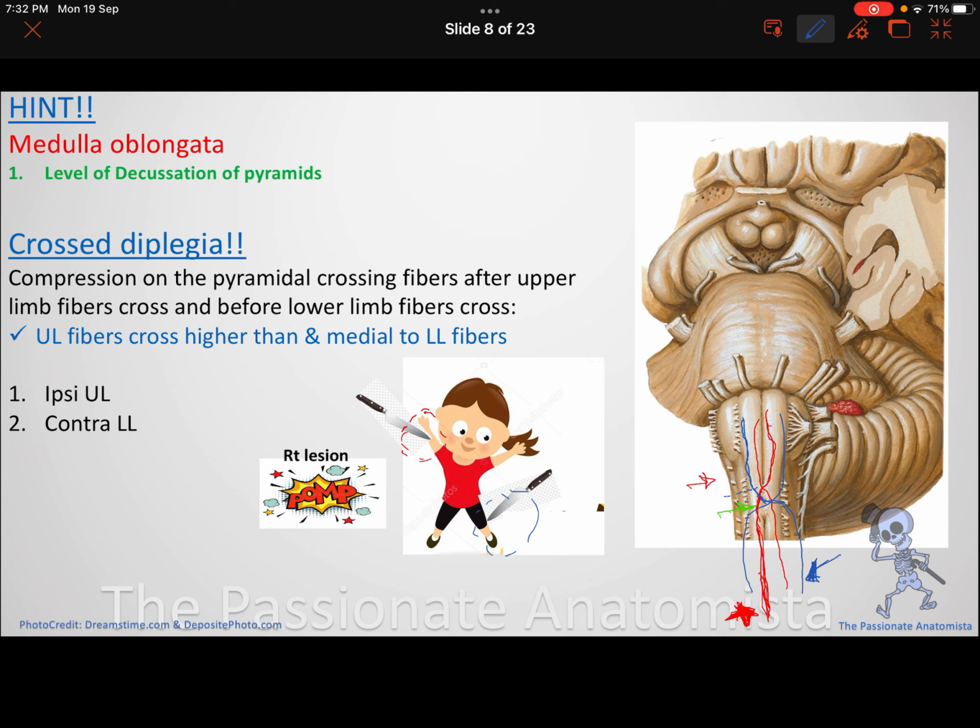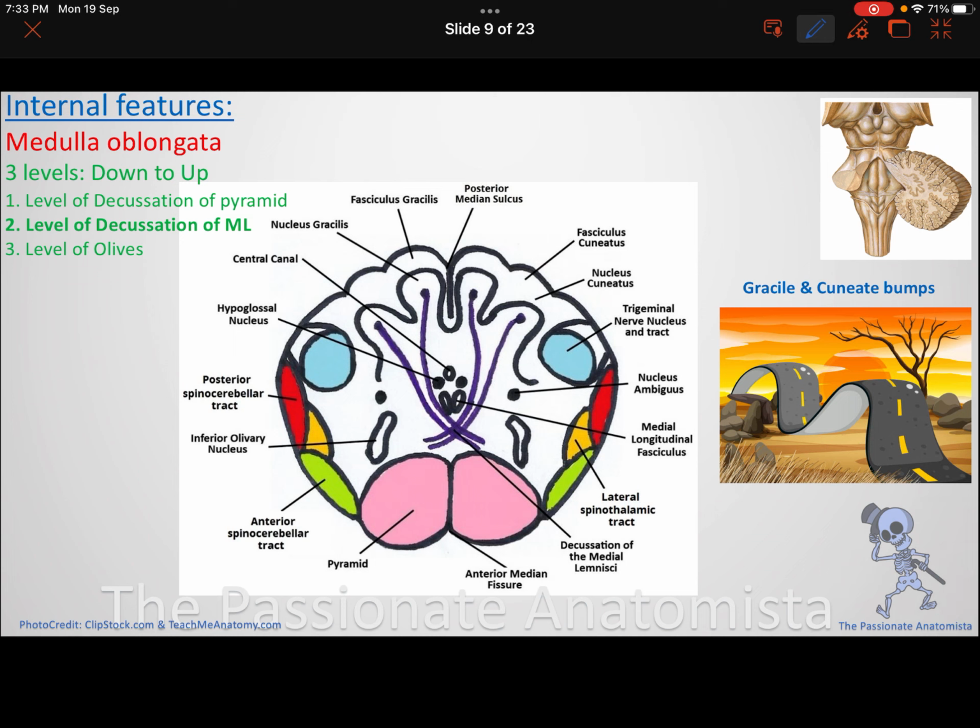Okay, so in crossed hemiplegia, if I have a problem compressing the crossing fibers at the pyramidal level, this is going to give me something called crossed hemiplegia. And crossed hemiplegia is when I have an ipsilateral upper limb paralysis, ipsilateral, same side of the lesion, right side lesion, right upper limb, and contralateral in the lower limb, which is the left side in this case. All right, so this is something that you might need to know. Okay, so we are done with the first level.